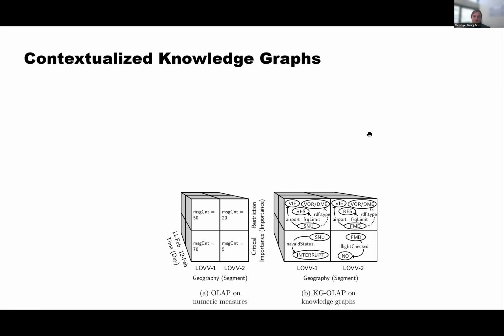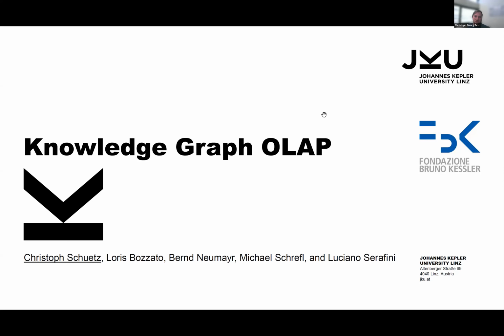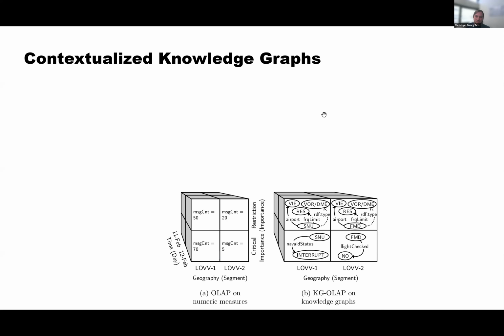Okay, so our paper presents an approach that we call knowledge graph OLAP. The idea is that we have contextualized knowledge graphs. So basically, we have a larger knowledge graph that is composed of different contexts. And then we have special query operations that we can use to work with these knowledge graphs.